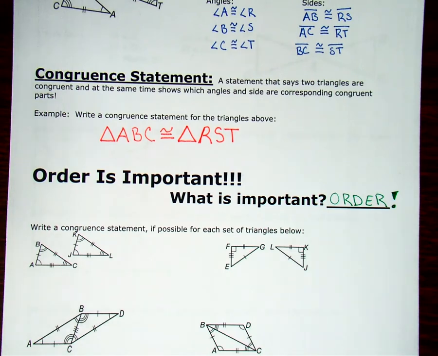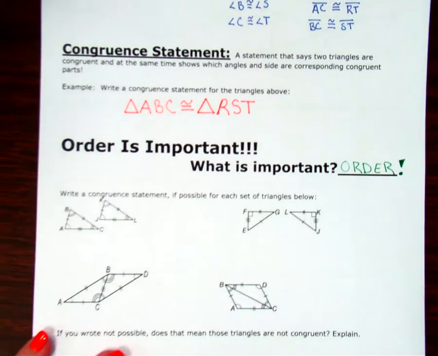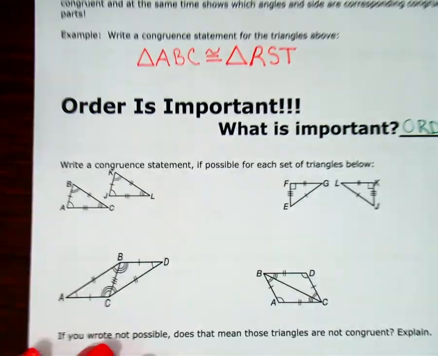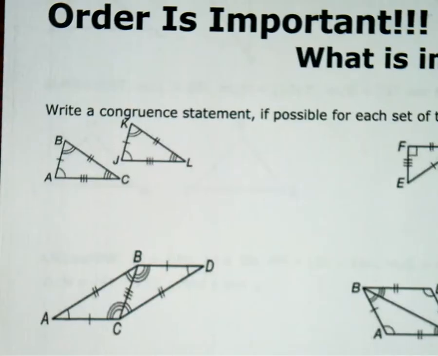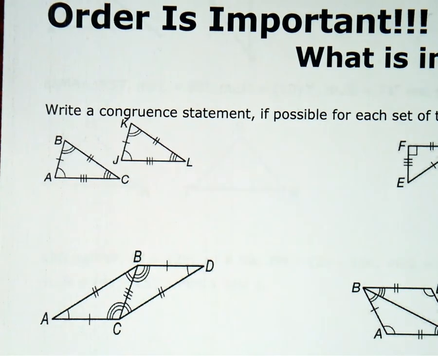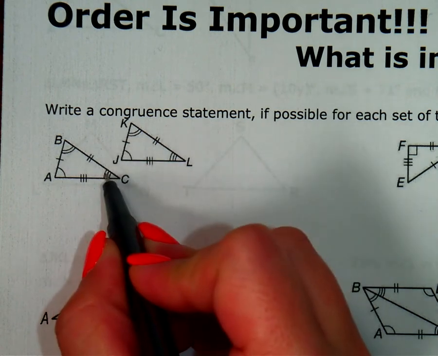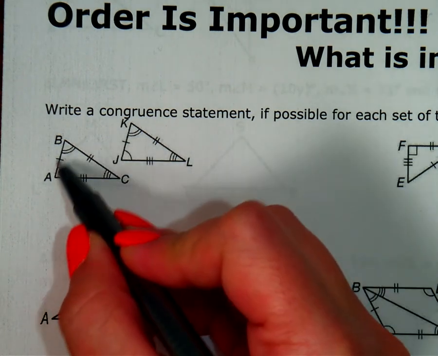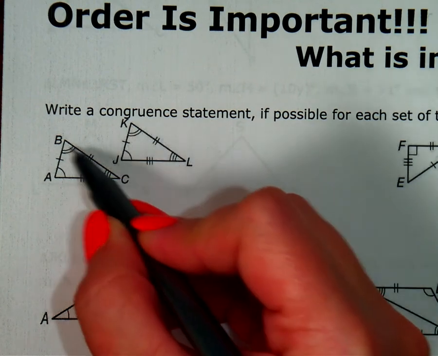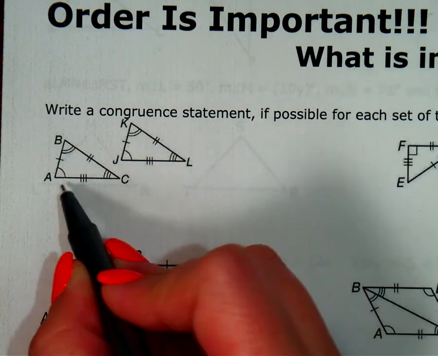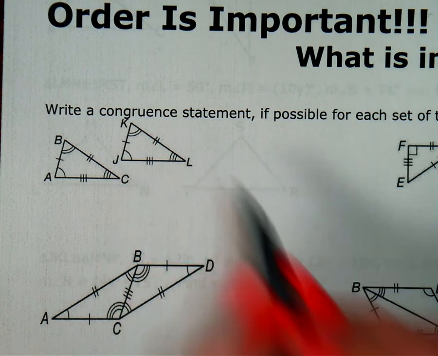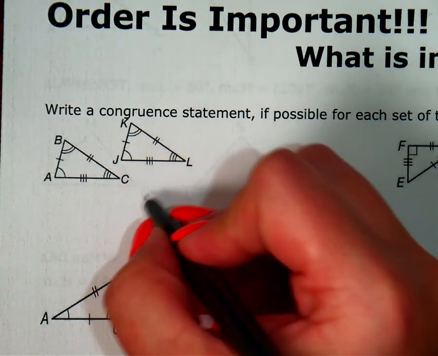All right, so let's look at these examples and see if we can write congruence statements. Remember, we need to be able to show that everything, all 6 pieces, are congruent. So let's see. When I look at this first example, can I show my 3 angles are all congruent? So A is congruent to J, B is congruent to K, C is congruent to L. Yes. AB is congruent to JK, BC is congruent to KL, and AC is congruent to JL. So yes, I can write a congruent statement.